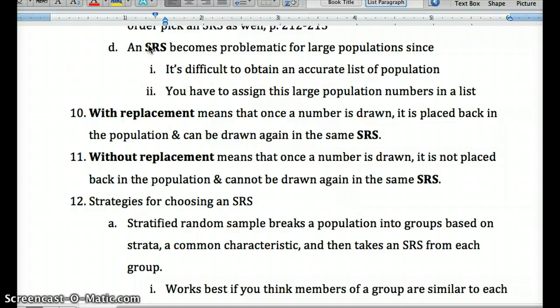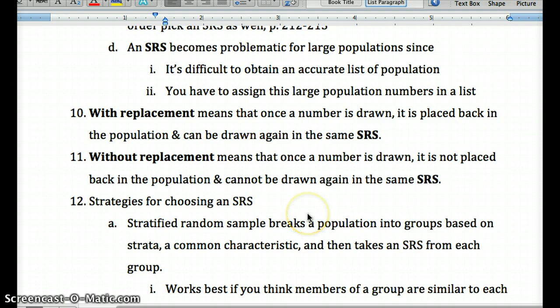So if we investigate with replacement, that means that once a number is drawn, you could put it back in the population, you could draw it again. So with replacement would be like if they were doing lotto and the ball that's 10 came up, and then they put it back in and you could get it again. Without replacement is what we use most often, which means that once a number is drawn, it's not placed back and can't be drawn again in the same SRS, the same simple random sample.